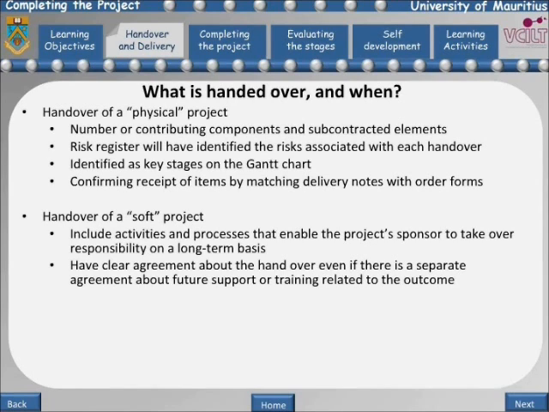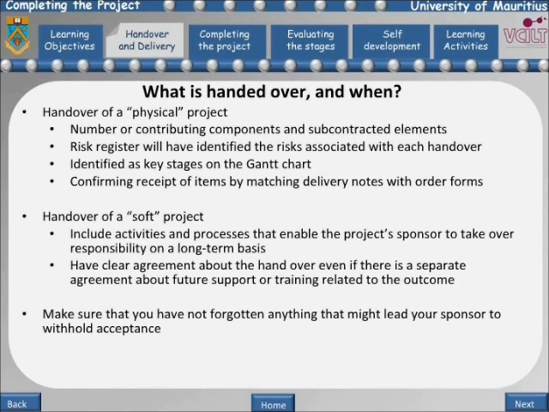Once a handover process has been agreed, a meeting of the project team to prepare for the handover should be arranged. This is the time to make sure you haven't forgotten anything that might lead your sponsor to withhold acceptance. It is helpful to draw up a list of outstanding tasks and to make sure that someone is responsible for doing each of them within a specified timescale. These might include minor tasks from early stages of the project which were not critical to progress and have been left on one side.